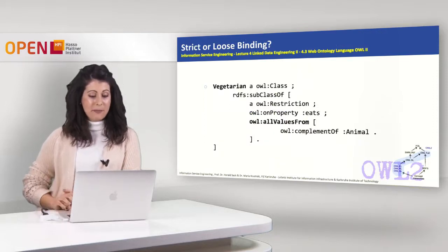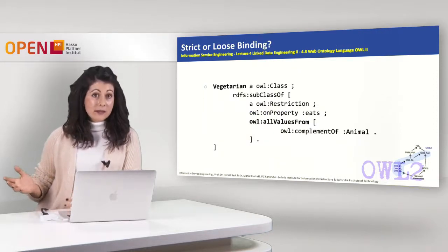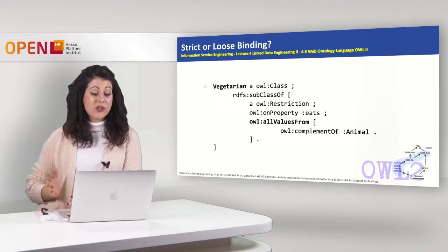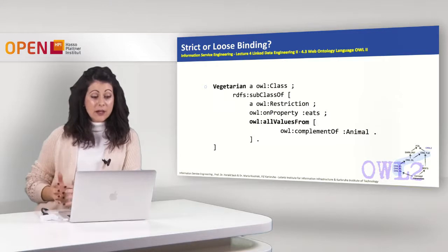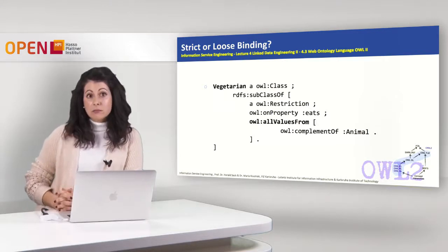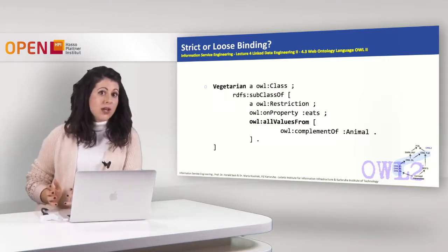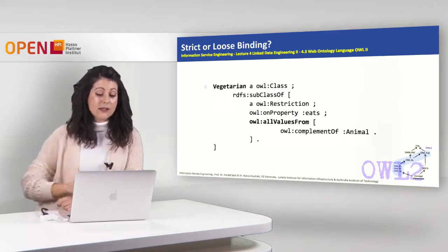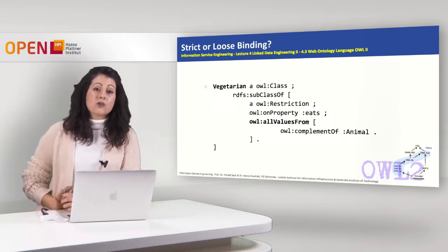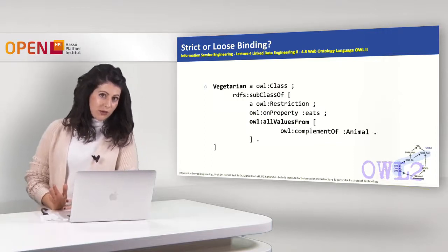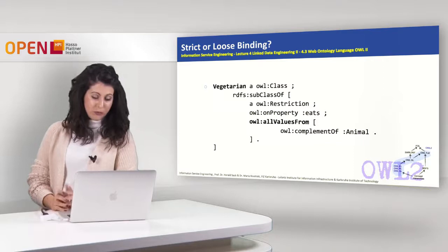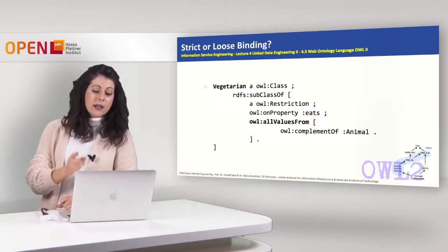And let's play a bit around. So let's say that we want to define a class vegetarian. How would you define it? As a strict binding or loose binding? I would say it should be a strict binding. And here is how we define it. Because if you are a vegetarian, you are only vegetarian. You should not eat something that is not vegetarian food. You don't want that. So it's a strict binding, and this is how we do it.